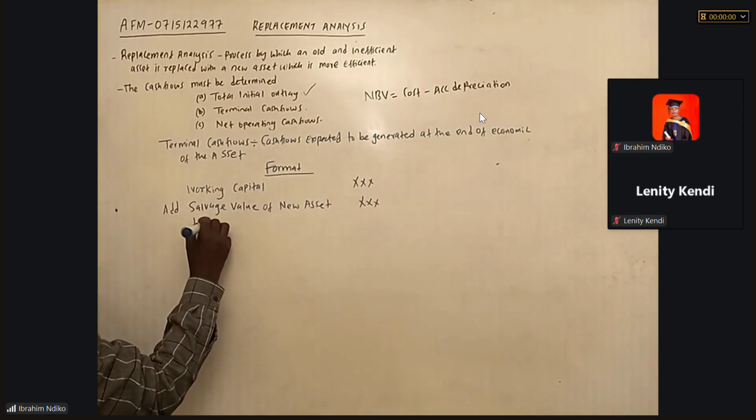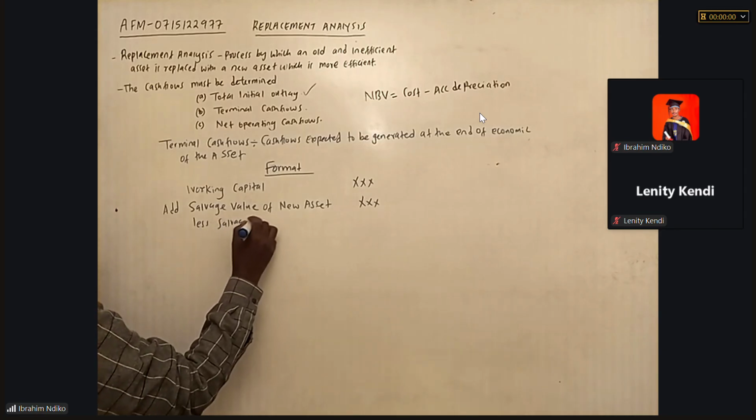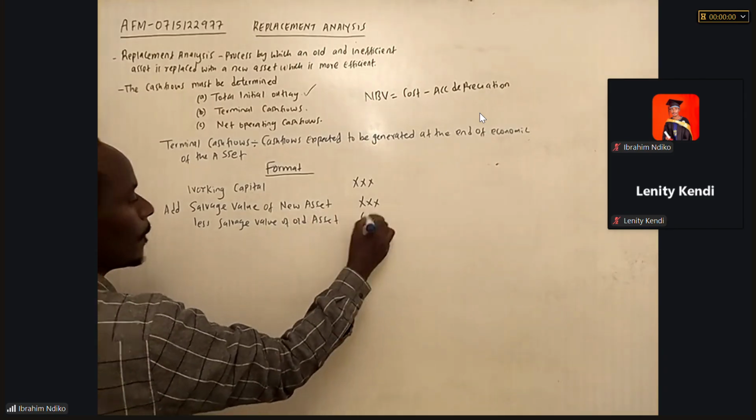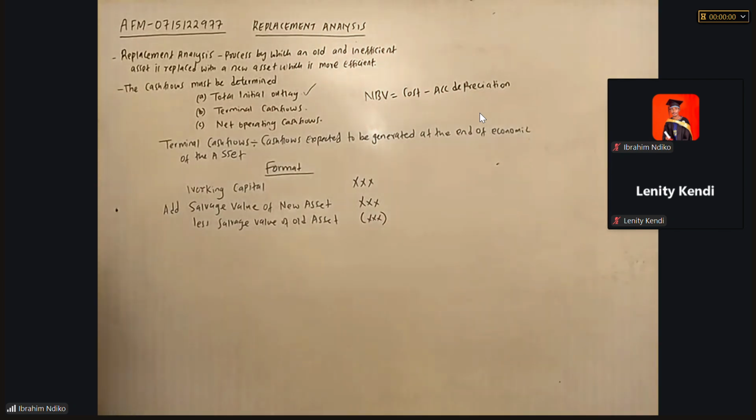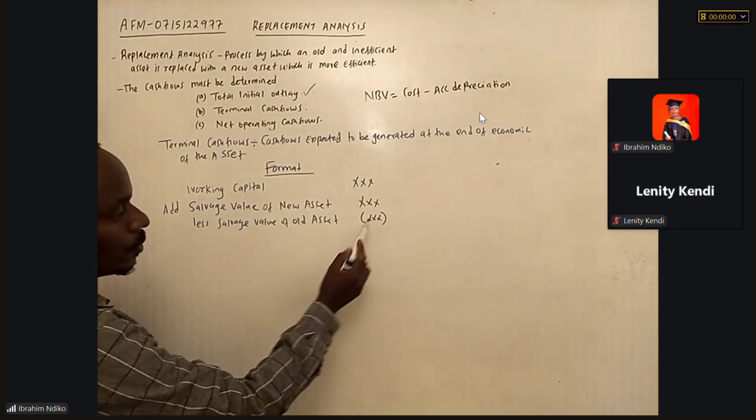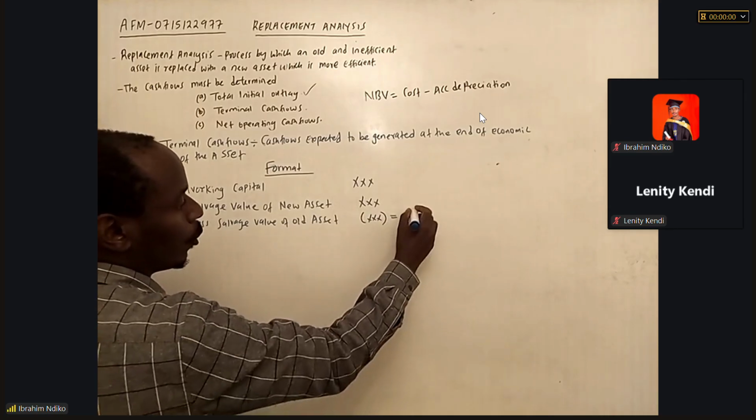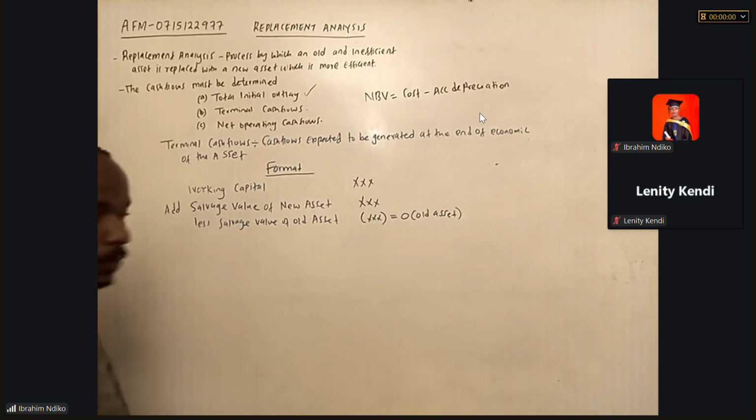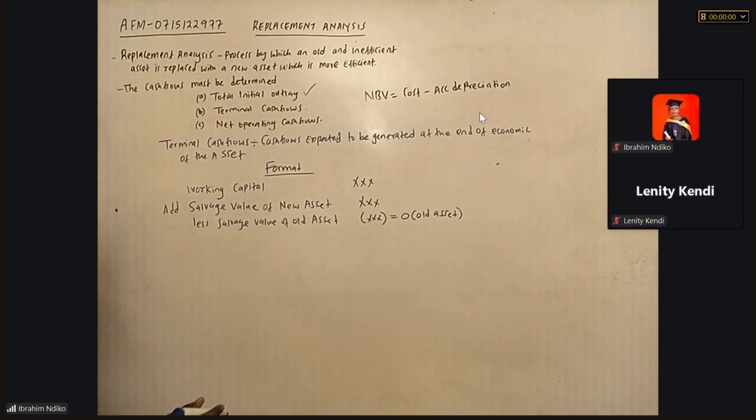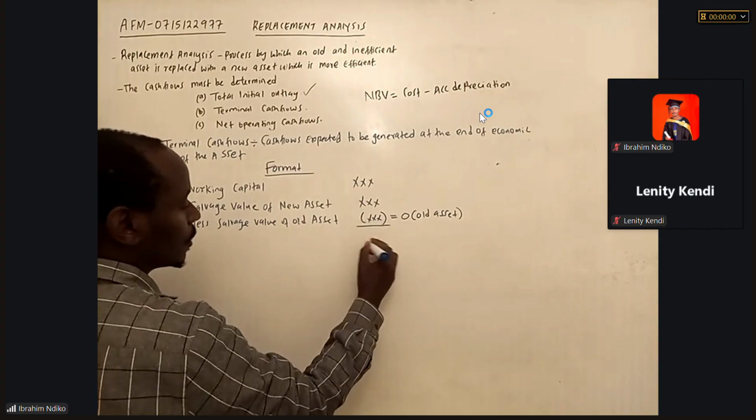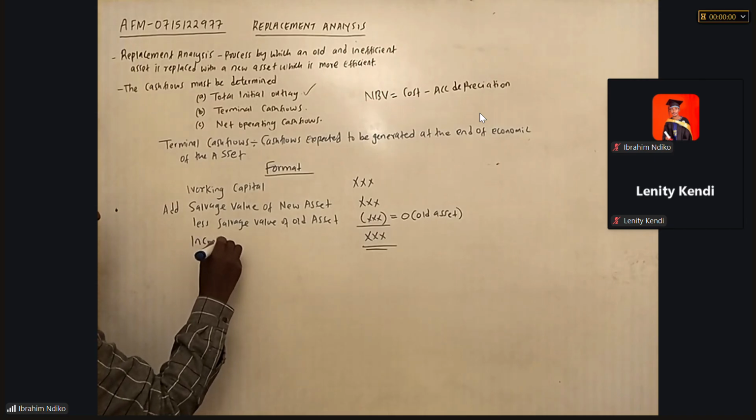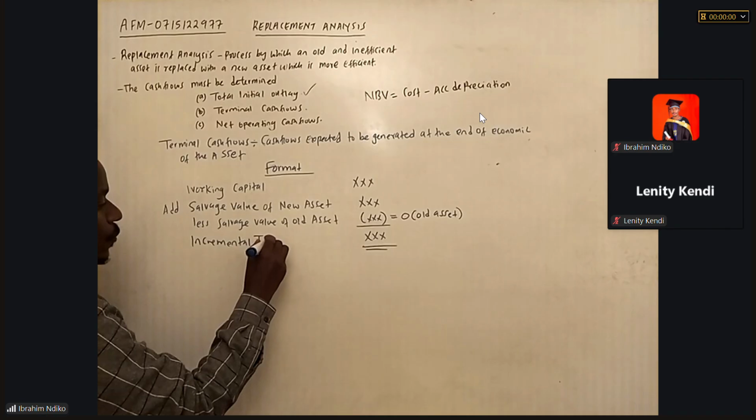Then we less the salvage value of the old asset. In the case where we do not have an old asset, this value will be 0. But if it is the normal case, then this is the format, and we get the incremental terminal cash flow.